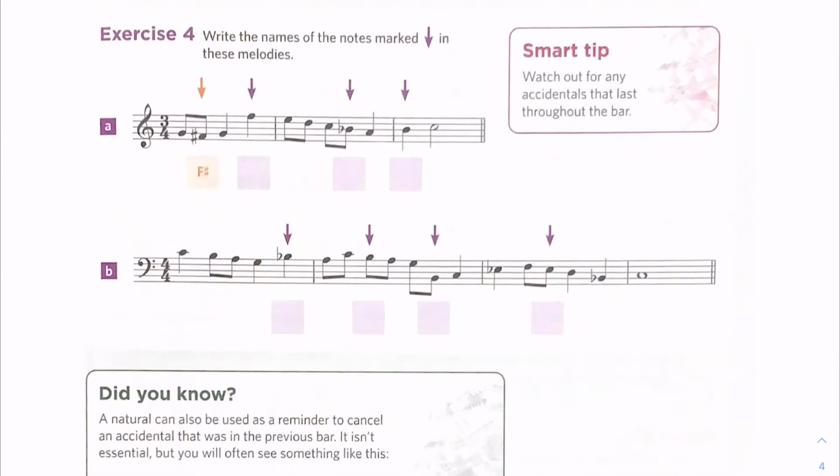Exercise 4. Write the names of the notes marked with an arrow in these melodies. Question A. We are in treble clef. The first arrow is done for you as an example. First space is F, and there's a sharp in front of it, so it is F sharp. Second arrow, the note on the top line is, every good boy does fine, so it's also F. But this is a different F, so the sharp does not apply to this F. So the answer is F instead of F sharp.